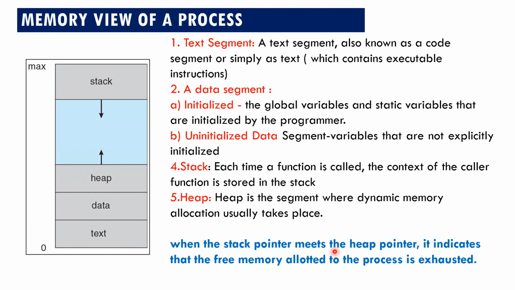So when the stack pointer meets the heap pointer, that means this is the available space for the process in the memory. If the heap keeps on growing towards the stack and the stack keeps on growing towards the heap, there is a point when both of these pointers meet, and in that case we say that the memory for the process is exhausted. That means there is no available memory for the process.